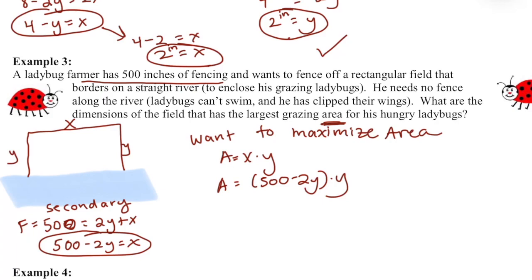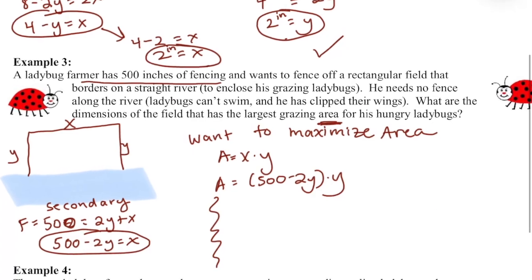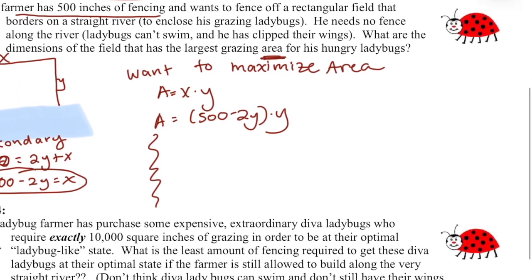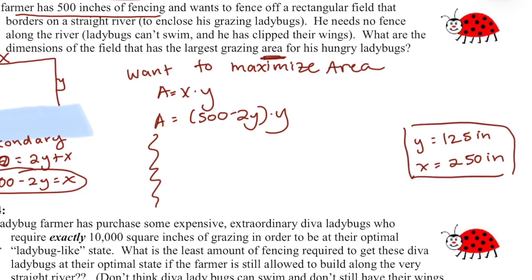So this follows very similar steps to the last problem. So I want you to try to solve this on your own. I will look to see whether you solved it on your own. The answer that you should get by the end, just so you can check yourself, is y equals 125 inches and x equals 250 inches. Okay, so that's how you can check yourself at the end.